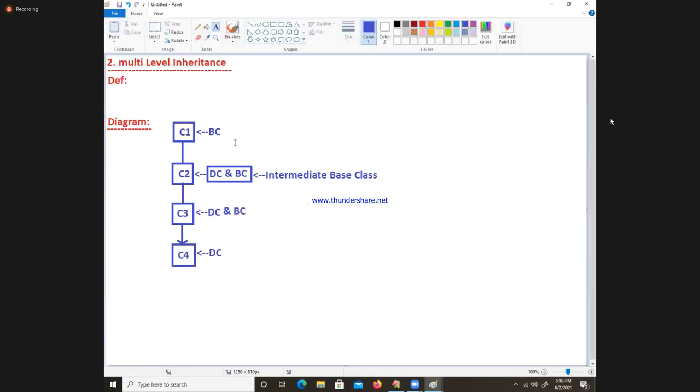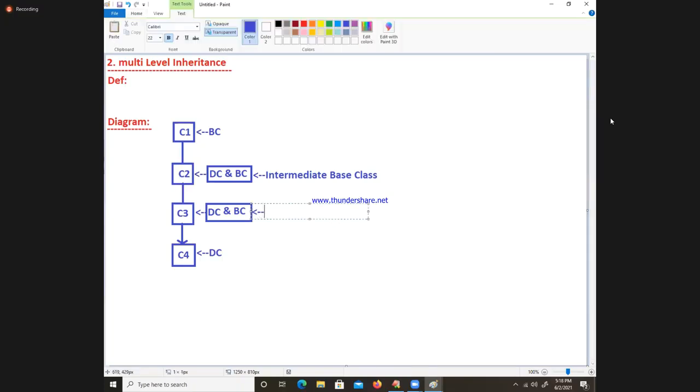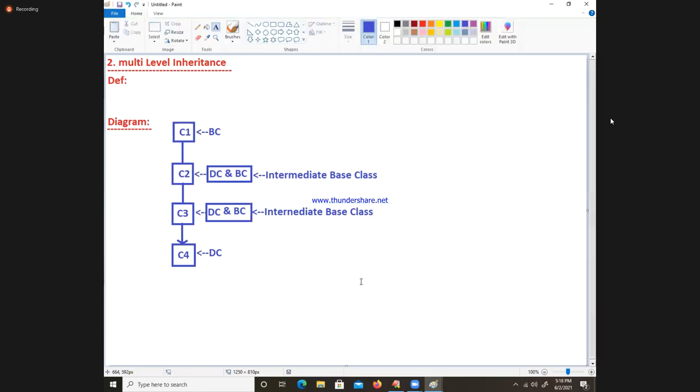So this C3 class is acting as both a base class cum derived class. Hence it is known as what? Intermediate base class, we can call. Tell me, C1 to C2, C2 to C3, C3 to C4, this type of diagram is known as what? Hierarchy. This is known as multi-level inheritance we can call.